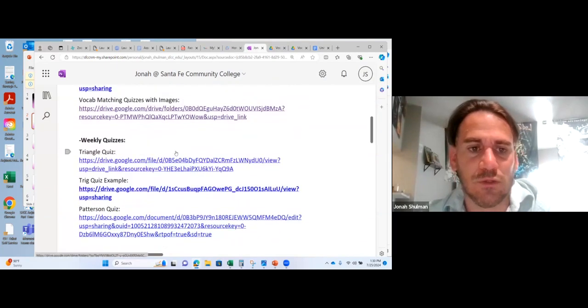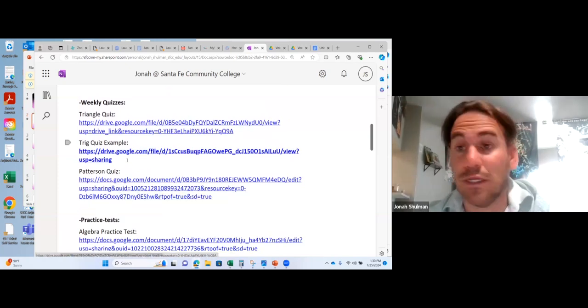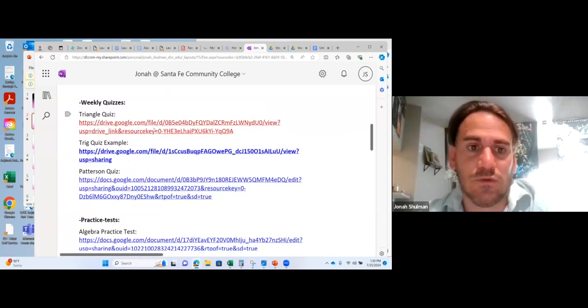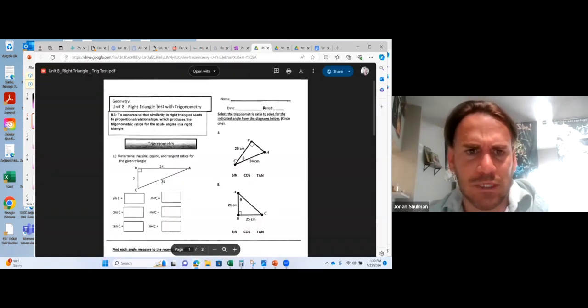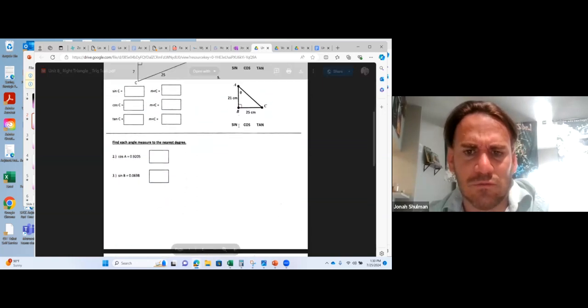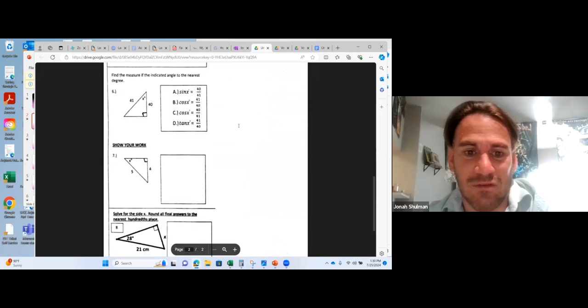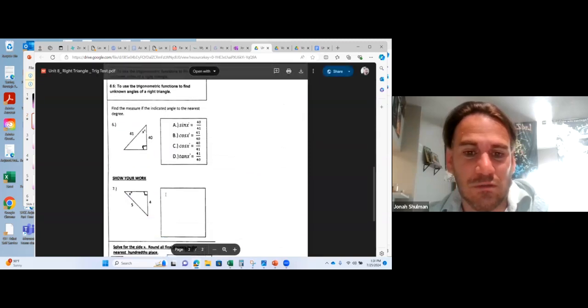So here is a quiz. These are 3 examples of quizzes at the end of the week, 1 that I didn't make and 2 that I made. So here's a basic triangle quiz that I put together. They had to determine sine, cosine, and tangent with right triangles, and that's it. Notice that I tried to do some multiple choice, some fill in.